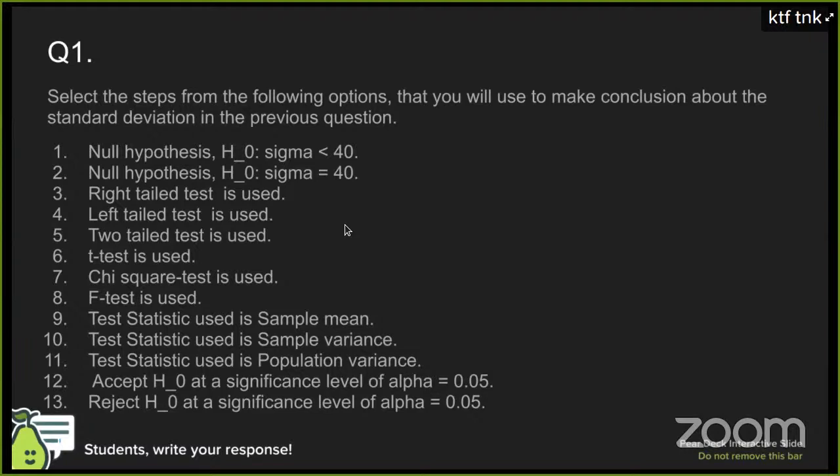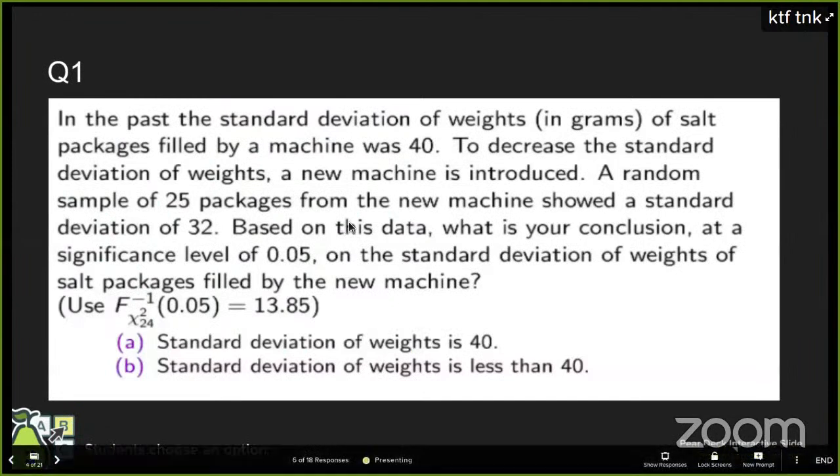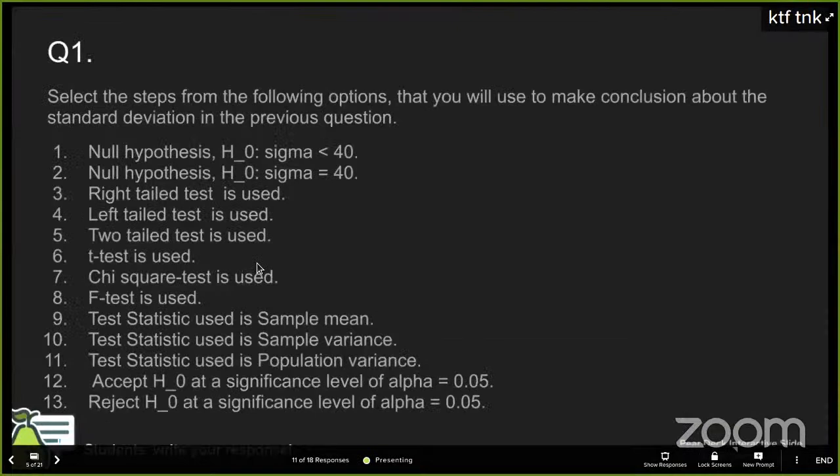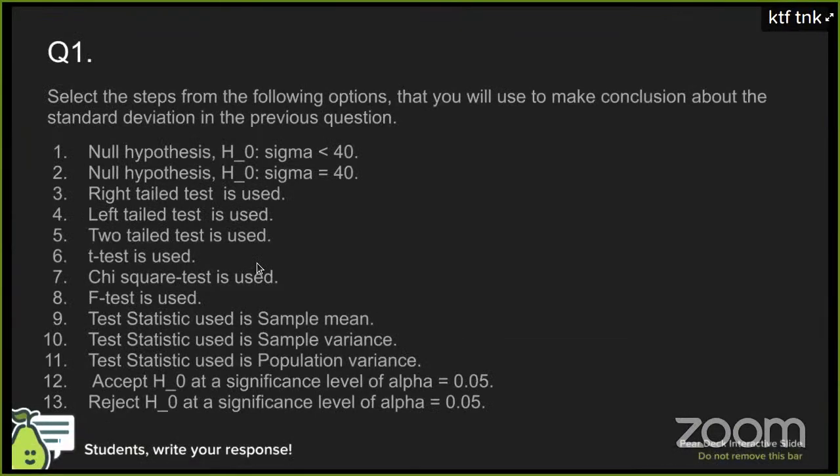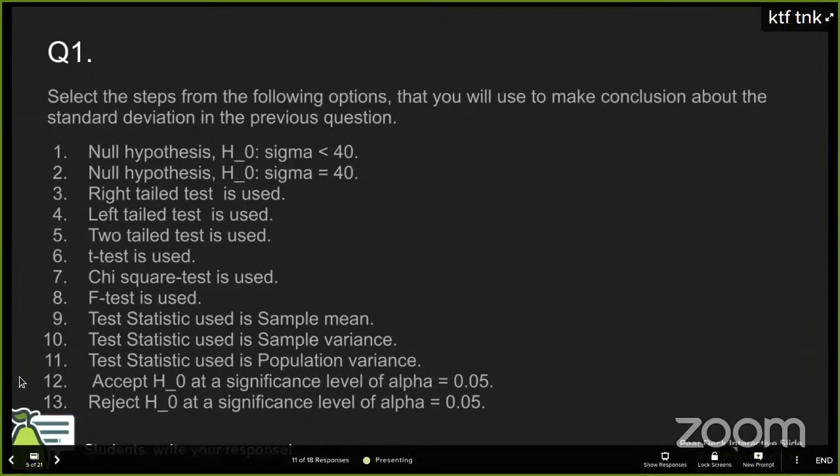Now the solving part: are we going to accept H0 at 0.05 or reject H0 at 0.05? That question's answer is from the previous problem solving, right? Here you chose option A as correct. So option A is correct, which means we are going to accept H0. So option 12 will be correct. So which are the correct options among these 13? 2, 4, 7, 10, and 12.